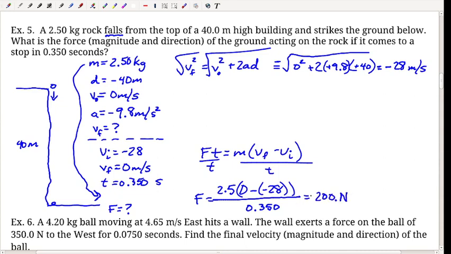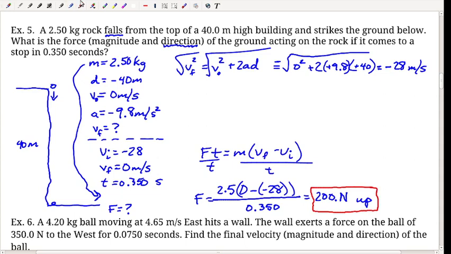Now the fact that I get a positive answer should make sense in the context of our question as well. The direction of my force, remember I need magnitude and direction, is going to be 200 newtons upward. And this little dot is what gives me my 3 sig figs, because when you have a decimal, then your zeros start to count. So this is going to be 200 newtons up for my final answer.